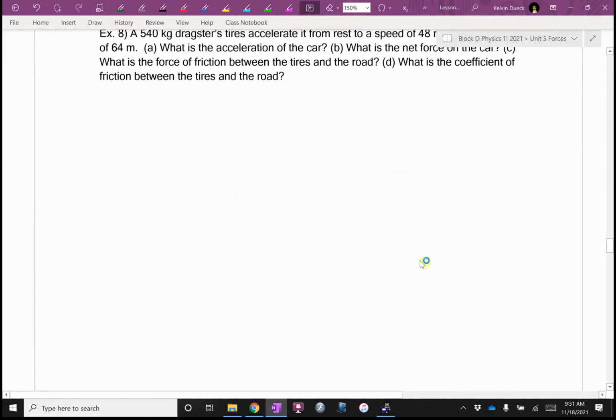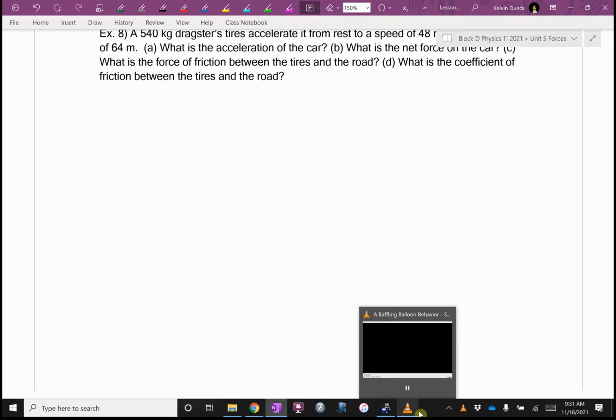Works better if my video player opens right away instead of having a long delay. This is a really long delay. What's going on here? There we go.